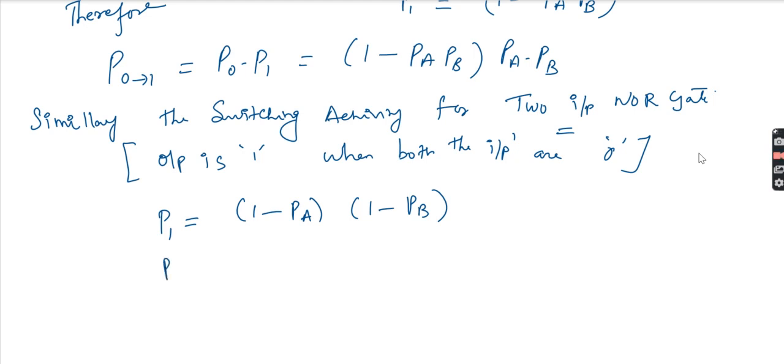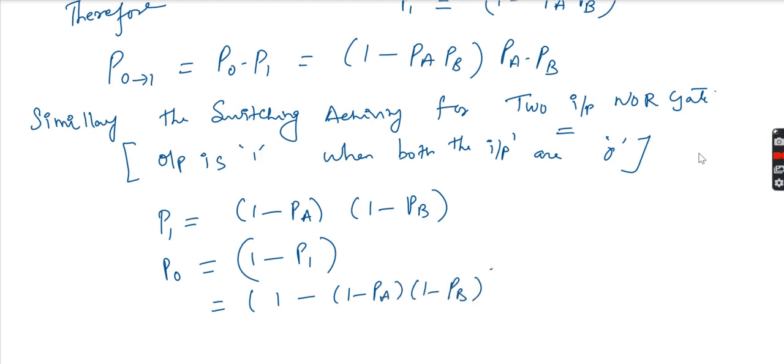So similarly for P0, what is P0? P0 is nothing but 1 minus P1. Okay, 1 minus P1, that is P0. So this is nothing but 1 minus 1 minus PA, 1 minus PB.